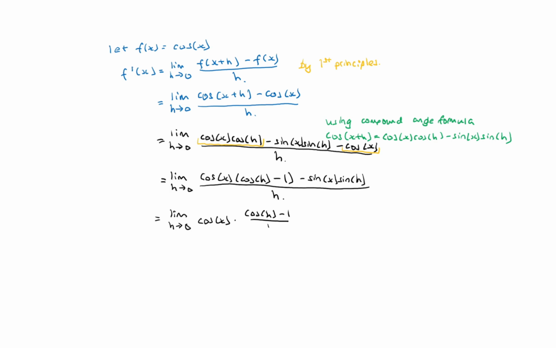Alright, so that's equal to the limit as h approaches 0 of cos of x times cos of h minus 1 divided by h, plus the limit as h approaches 0 of minus sine x times sine h divided by h. So I just split these into two limits, and that's allowable by the limit rule.